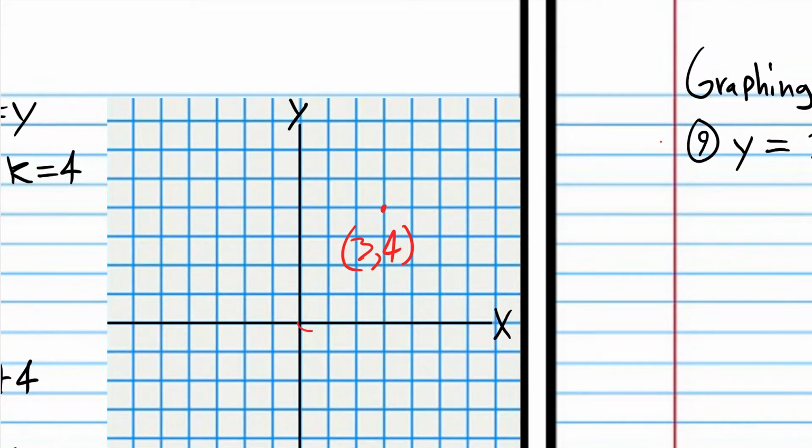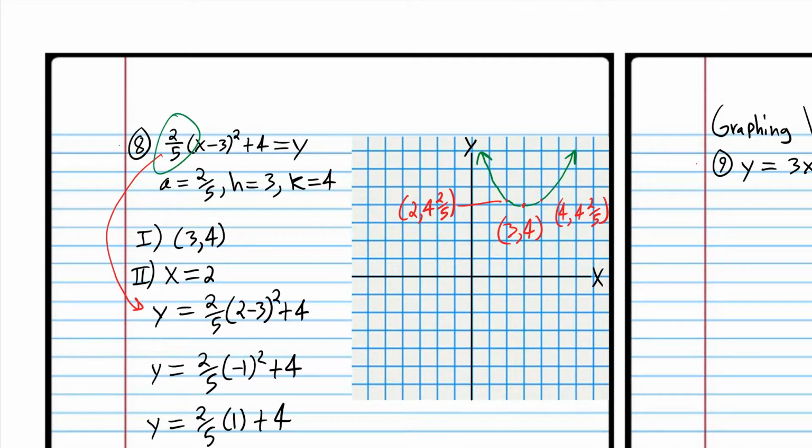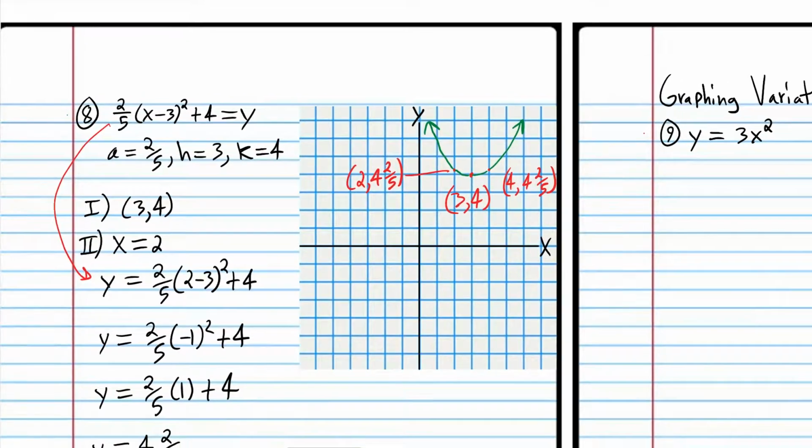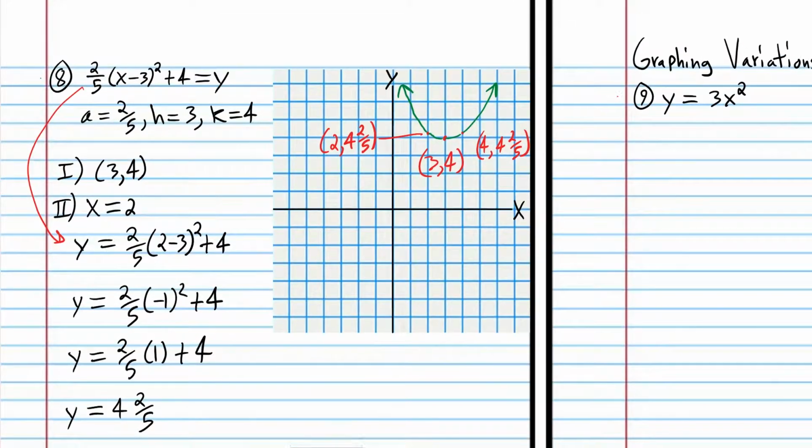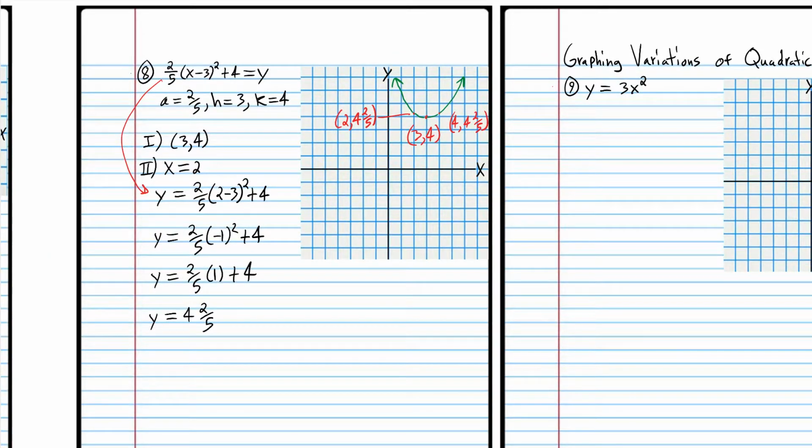So I'm going to go out 2, 1, 2, and then 1, 2, 3, 4. 4 and 2/5 is about there, and we can use symmetry. So I'm going to label that 2 and 4 and 2/5. And this point is going to be 4 and 4 and 2/5. And then we just connect the dots. So you may notice that these parabolas are a lot wider, and that's because we're using the fractions. If you have a fraction coefficient here, the parabolas look much wider. Okay, so if you got that answer, good job.